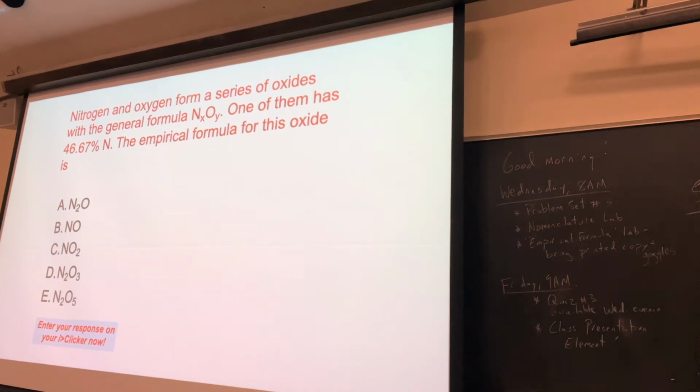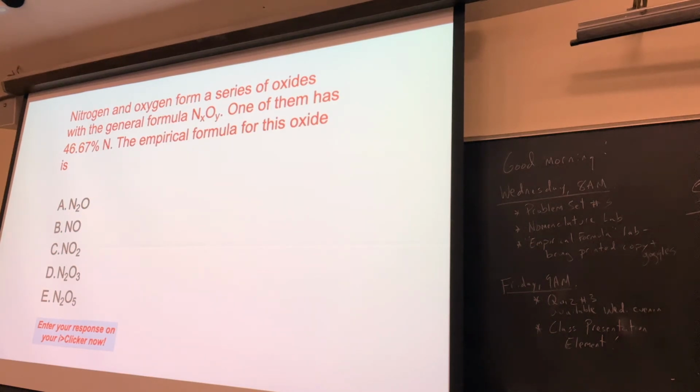Subtract it from 100. Well done. So 100 minus 46.67. That would be the percent oxygen. Now, what we're after here is the empirical formula, smallest whole number ratio. And remember that if you see a formula like this, it's always a formula based on moles. So what I would do on this problem is take the percentages and turn them into grams. Assume 100 grams total.